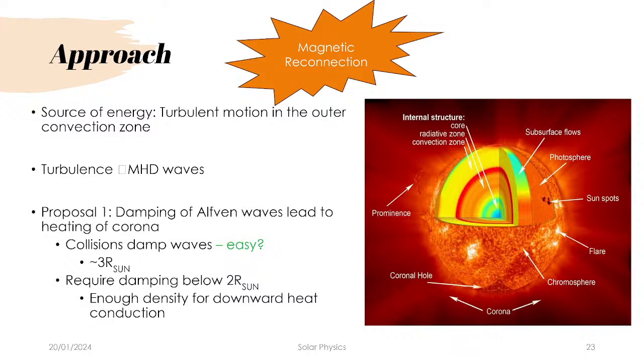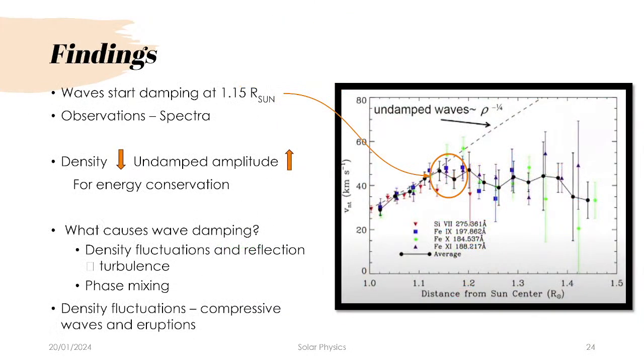So by estimates, we know that at least this whole dampening process should happen within 2 solar radii, so that there is enough heat conduction downward to create a transition region. Fine. Now let's see. This is some proposal that is there, but is there any evidence to this?